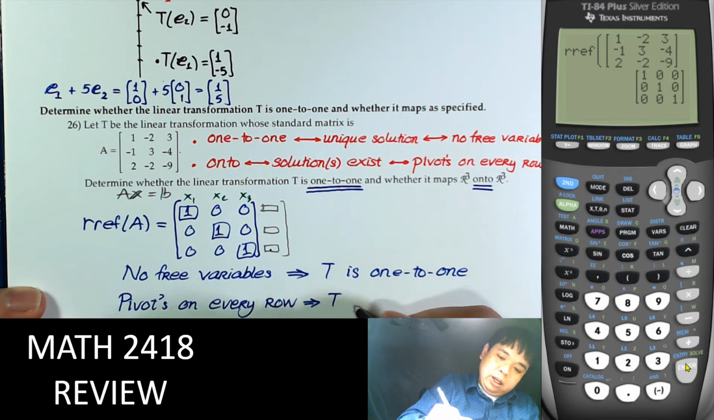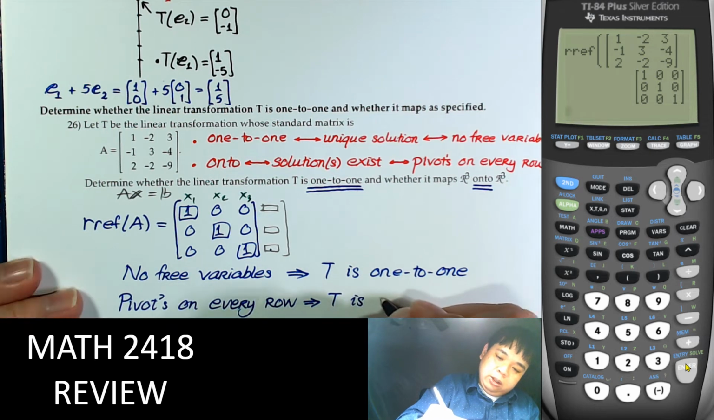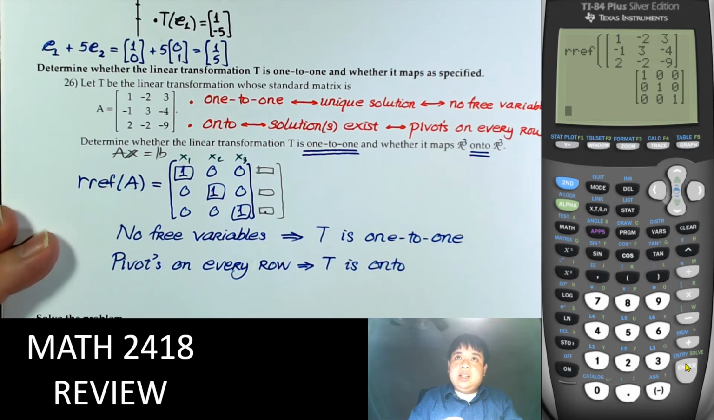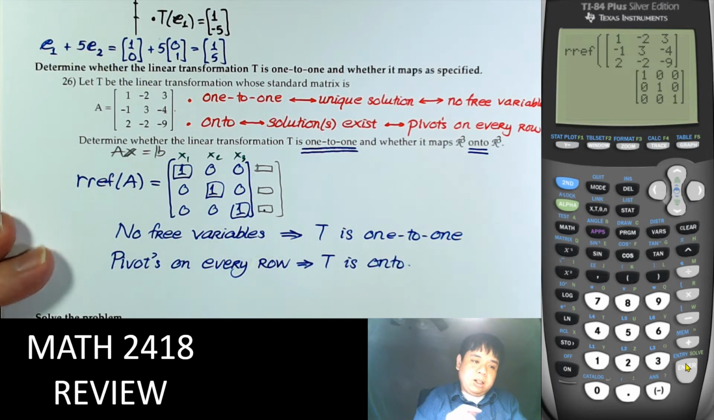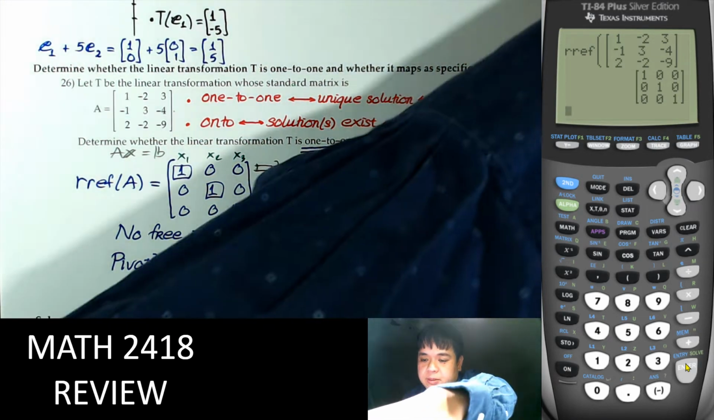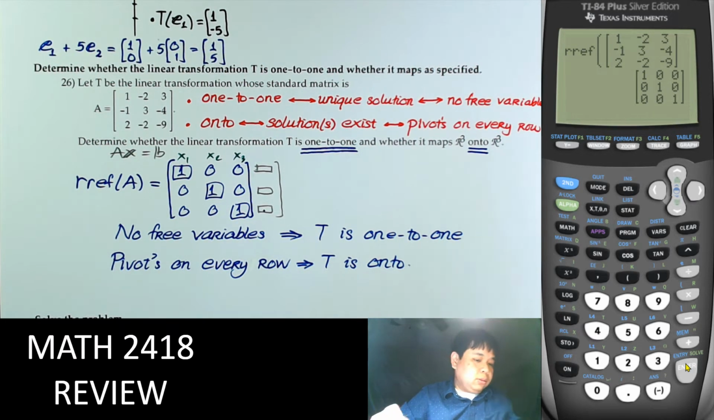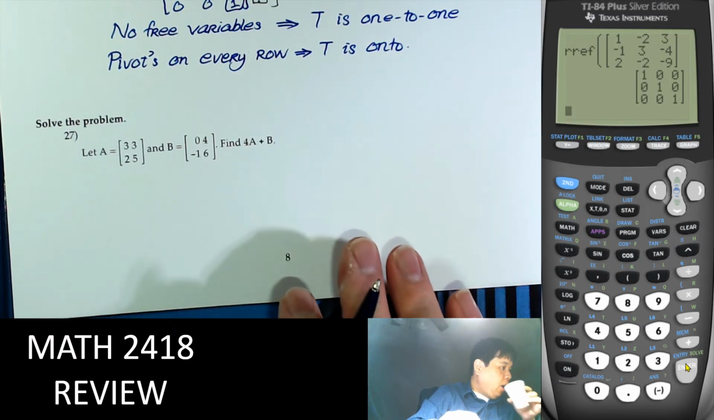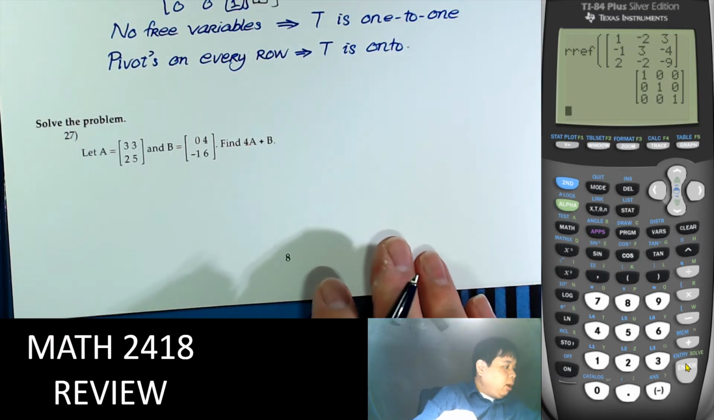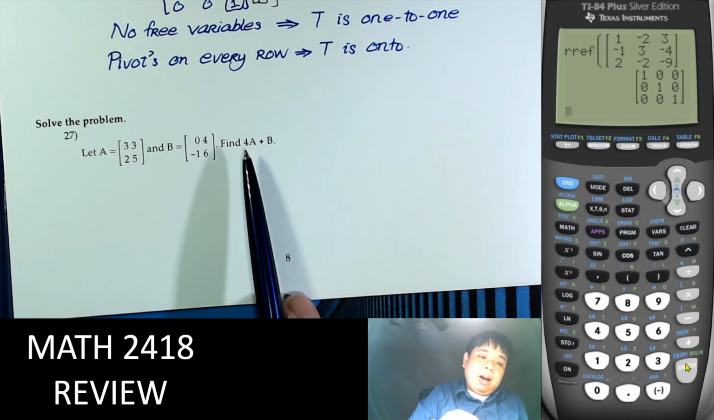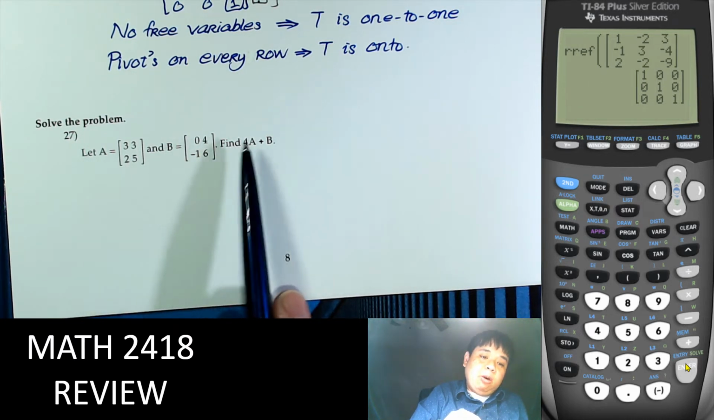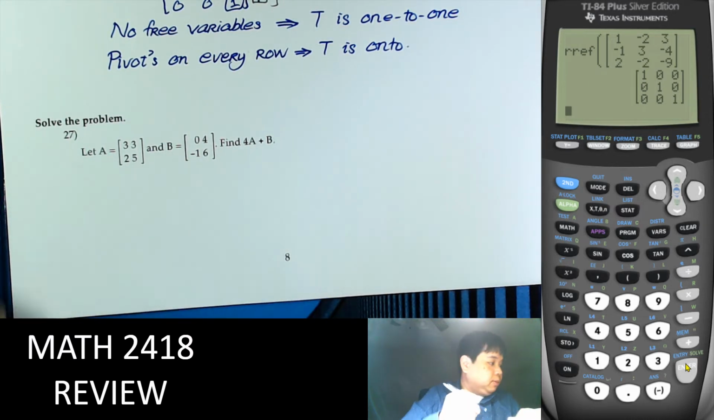So T is on 2. We say T is R3 onto R3, but that's what we have. Right. Next, we just find A for A plus B. So this is very straightforward.